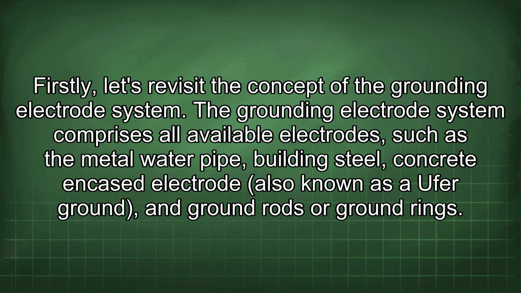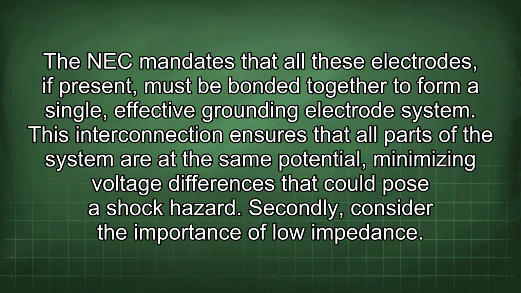The grounding electrode system comprises all available electrodes, such as the metal water pipe, building steel, concrete encased electrode, also known as a Ufer ground, and ground rods or ground rings. The NEC mandates that all these electrodes, if present, must be bonded together to form a single, effective grounding electrode system. This interconnection ensures that all parts of the system are at the same potential, minimizing voltage differences that could pose a shock hazard.